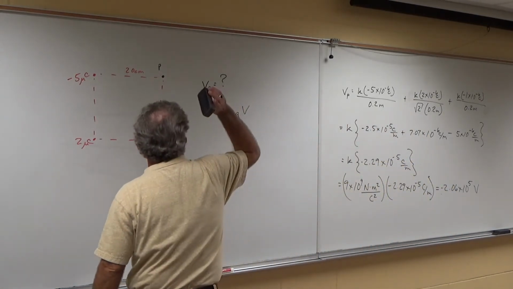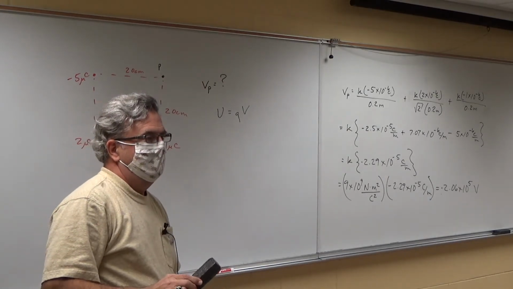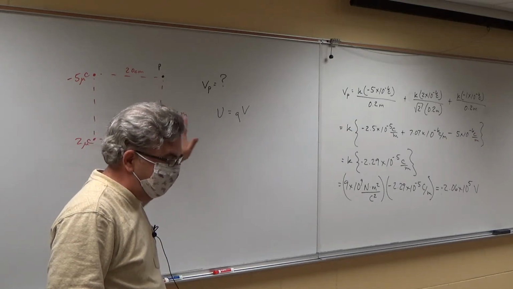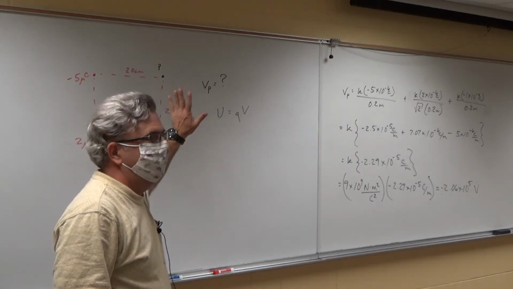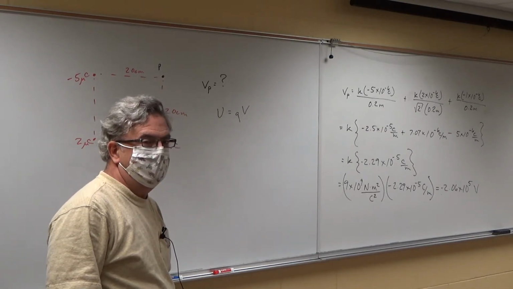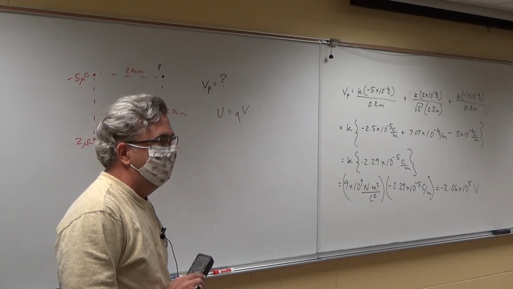Okay. Any other questions on this? What I want you to get out of this is it's dead simple. Just add it up. No vectors, but keep track of the signs. Okay? All right.